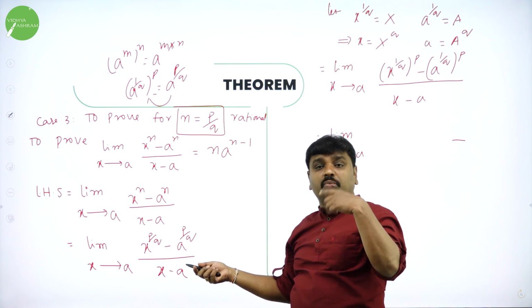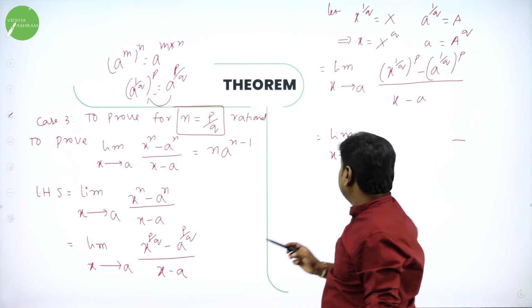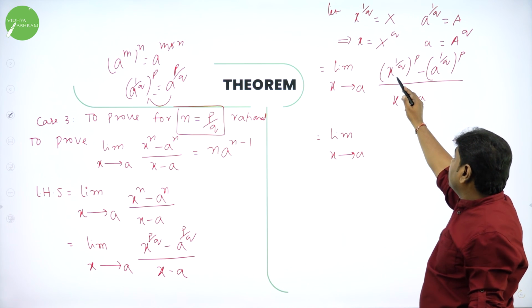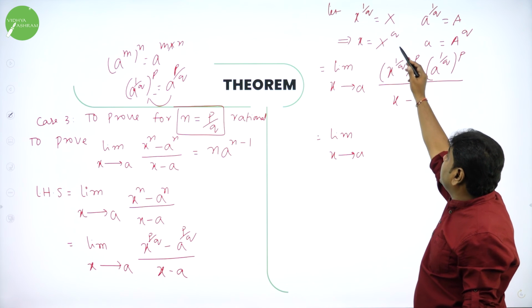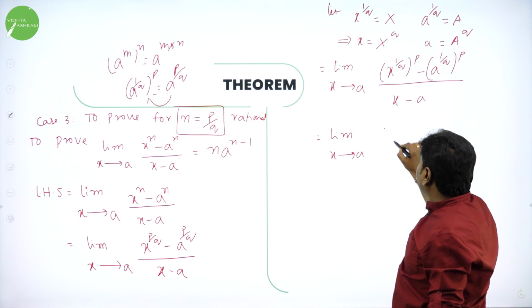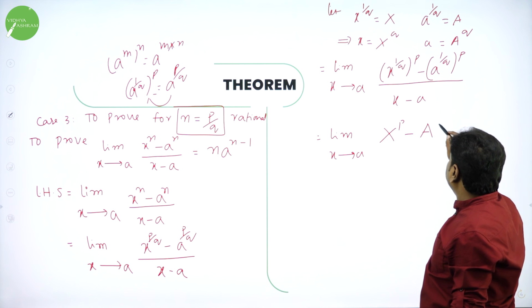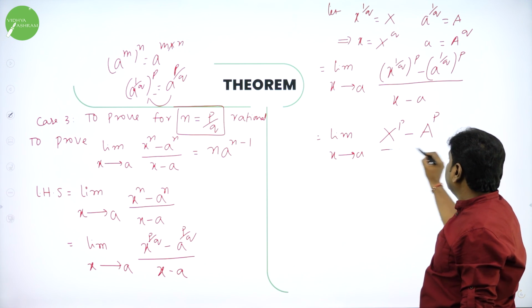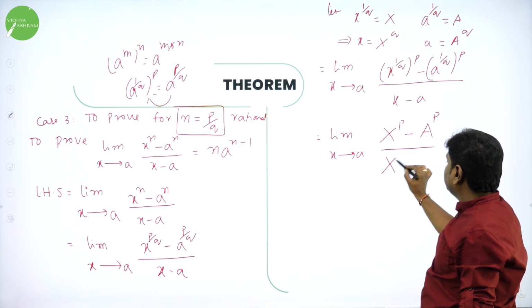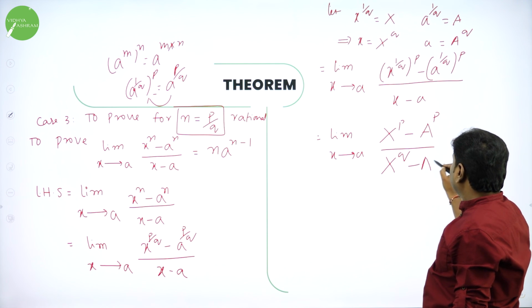I will write (x^(1/q))^p. I am using the law of indices. Now further, x^(1/q) I am writing as capital X, and a^(1/q) I am writing as capital A. So the numerator becomes X^p minus A^p, divided by the denominator, X^q minus A^q.